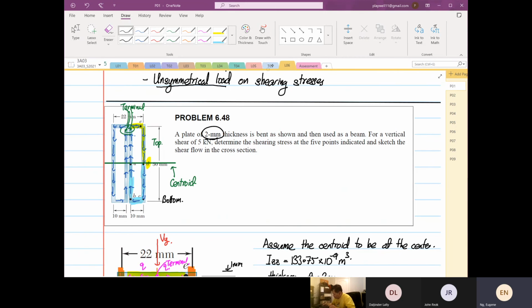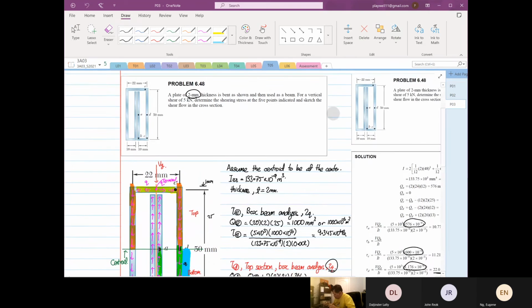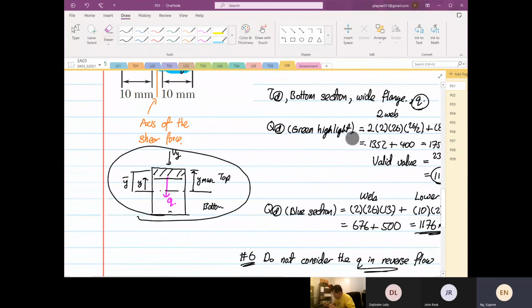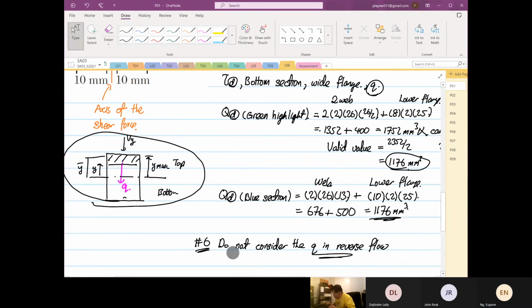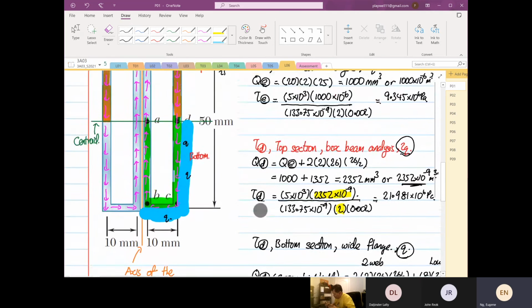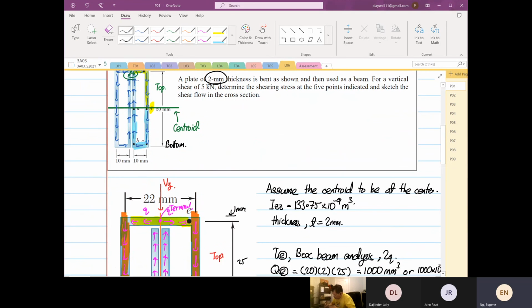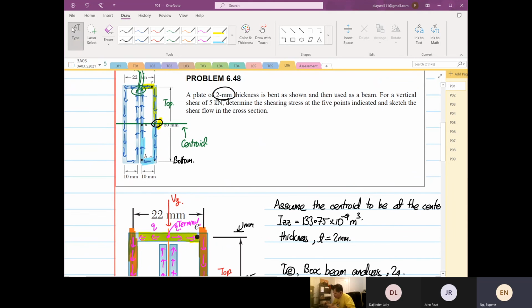If you look at the lecture, we have another rule. Rule number 6: do not consider the Q in reverse. I prove that to you by calculating the shear flow at point D. Sorry, we did not calculate the shear stress. So how do we prove that the reverse flow cannot be considered?